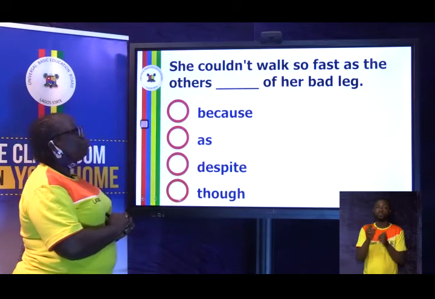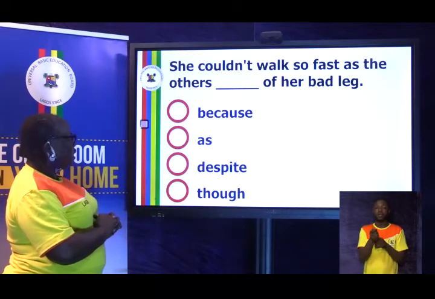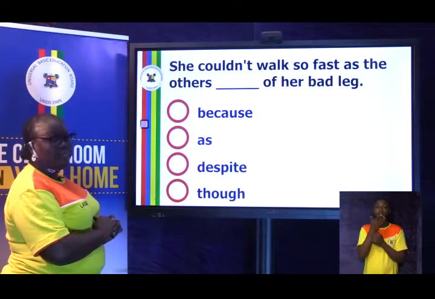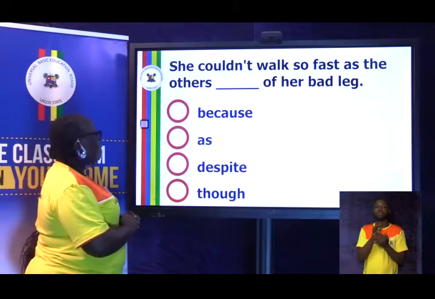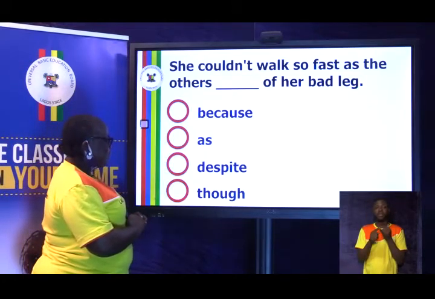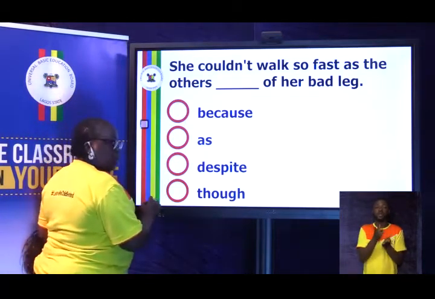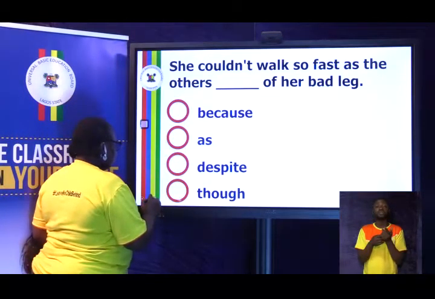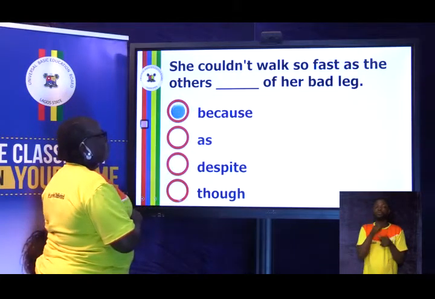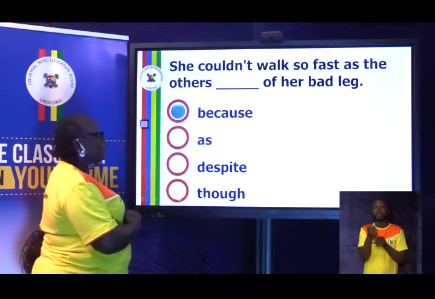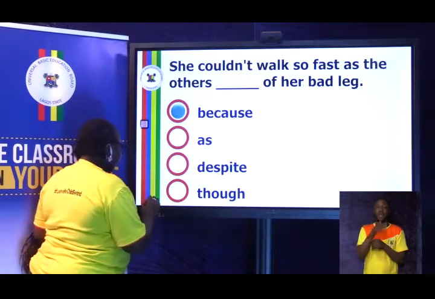I often make mistakes when speaking French. She couldn't walk so fast as the others, dash of a bad leg. The options are because, as, despite, and though. The correct answer is because. She couldn't walk so fast as the others because of a bad leg.